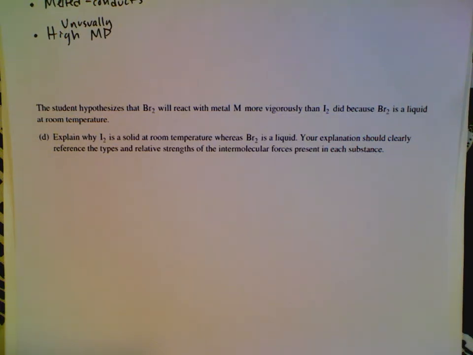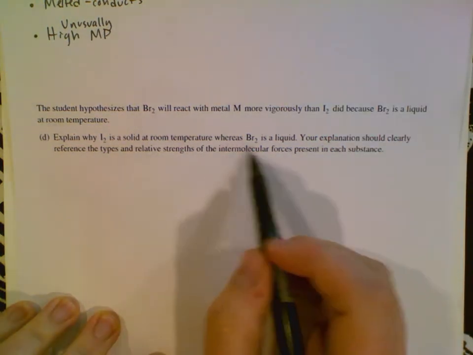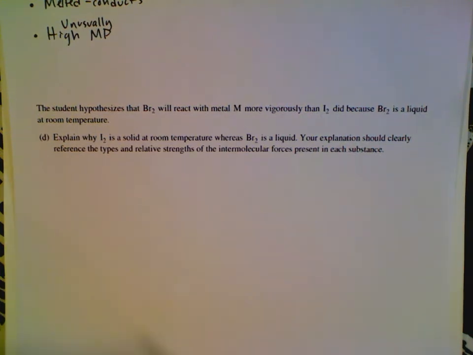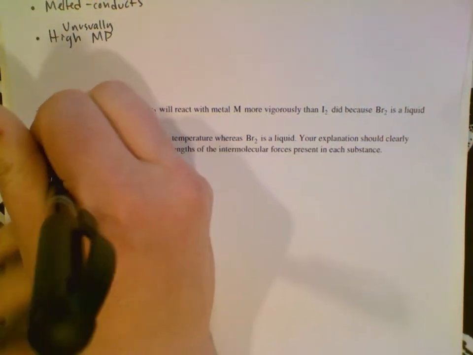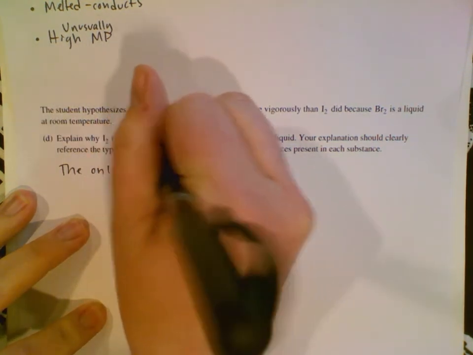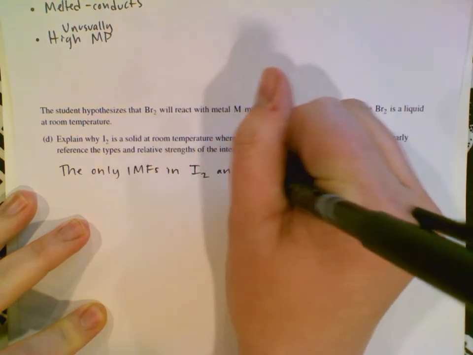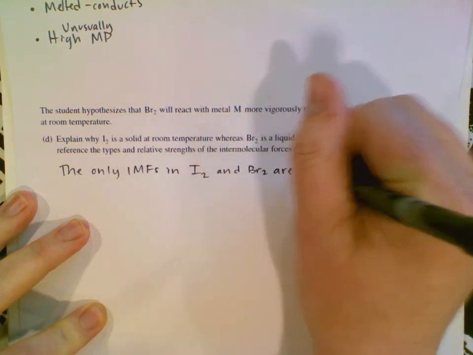In this case, because it tells you to talk about both substances, that's a big tip off that you're going to have kind of a 2-point problem. So you need to talk about the intermolecular forces in iodine and bromine and then talk about why they're different. Iodine and bromine are both just plain elements, so the only intermolecular force they both have are London dispersion forces. So I'm going to write: the only IMFs in I2 and Br2 are London dispersion forces.